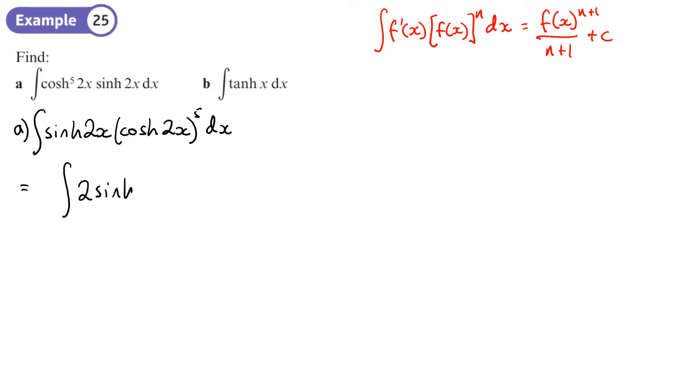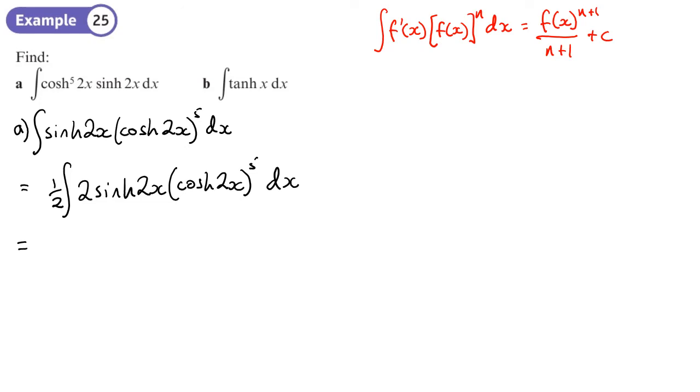So this would be f dash of x and cosh 2x to the power 5. But I can't just change the question to suit me, so to make it still the same thing, I put a half here. Now it looks exactly like that.